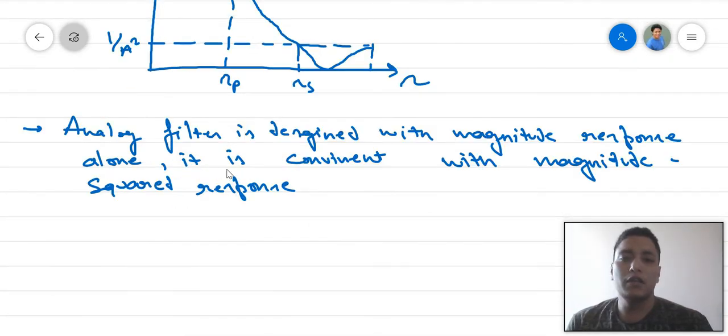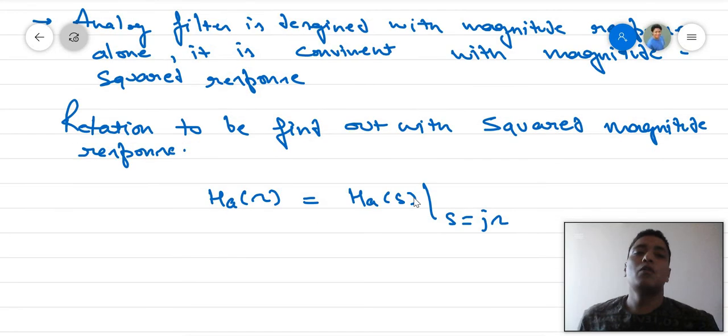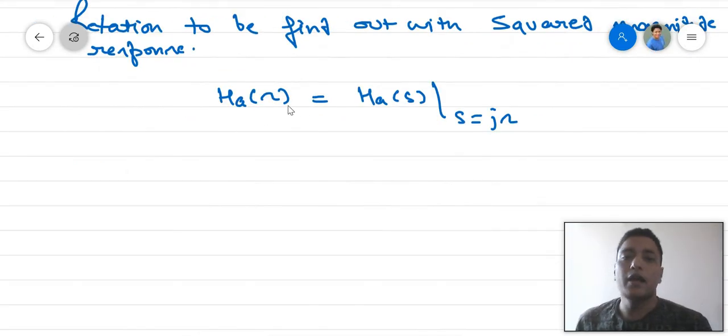Analog filter is usually designed with magnitude response alone, as it is convenient to design an analog filter with the magnitude squared response. Now we have represented our analog response in magnitude squared form. Then it is important to find the relation for the squared magnitude response. So we can write H omega equals HA(s) for s equal to j omega. In some books there is a j written in this particular part, in some books it is not written. So we are not generally writing it as j omega; we are just writing HA omega.